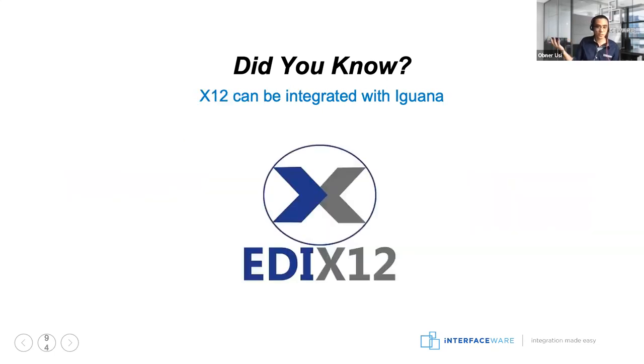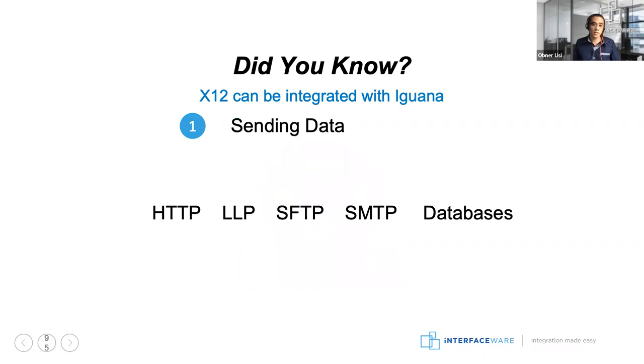Next, X12 can be integrated with Iguana. X12 is a format for electronic data interchange, or EDI, and is used to exchange business documentation. We can send and receive data via HTTP, LLP, SFTP, and databases. For EDI, SMTP is legacy support and not commonly used in healthcare. Web services or HTTP is used for real-time communication, and FTP is commonly used for EDI, mainly for batch processes and large data sizes.